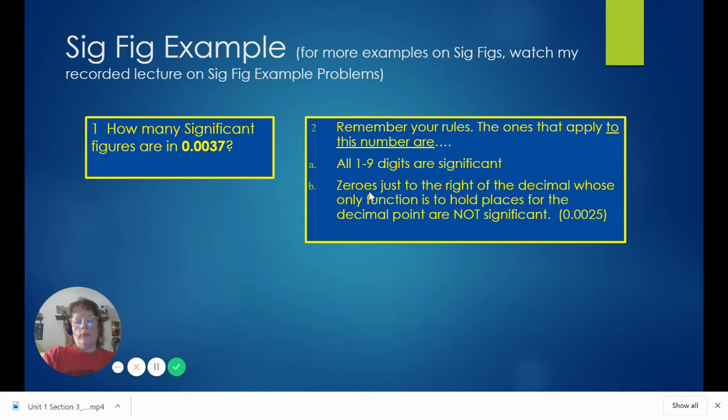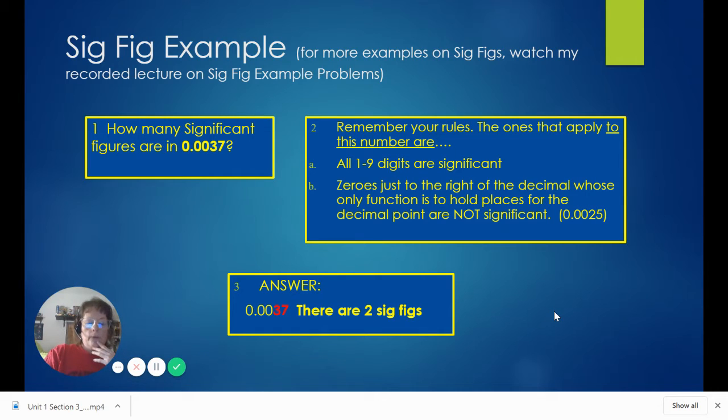Zeros just to the right of the decimal, whose only function are placeholders, are not significant. So like for this one, 0.005, these will not be considered. So looking at this one, this 0 and 0 here are really just placeholders until you get to the 3, 7. And since there's no significant on this side, we don't count these zeros. So your answer here, the only 2 significant figures in that are the 3 and the 7. Again, if you need extra help, watch my other video that just takes you through 5, 6 examples of how to figure significant figures.